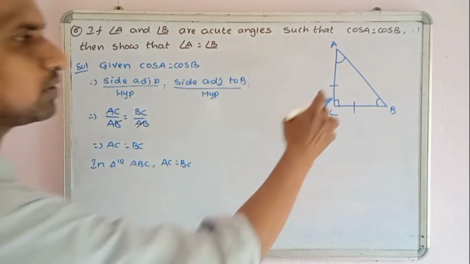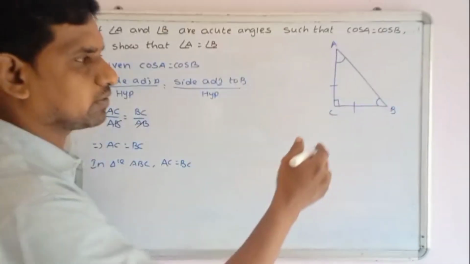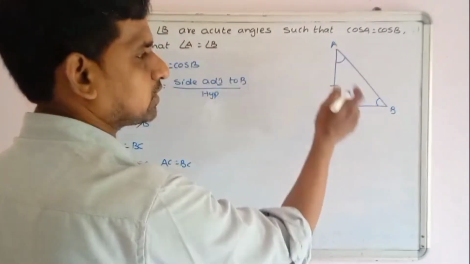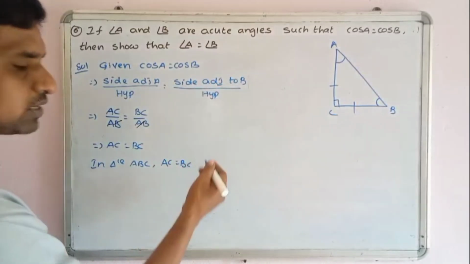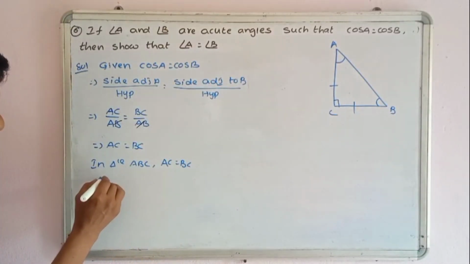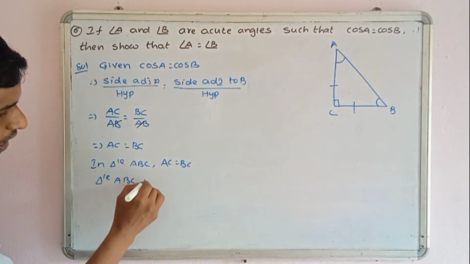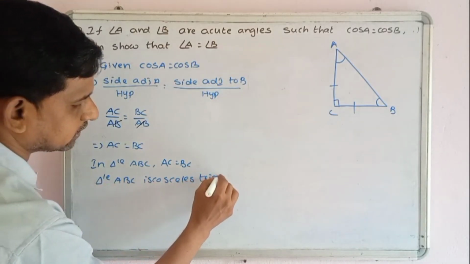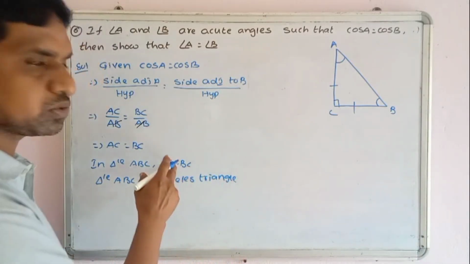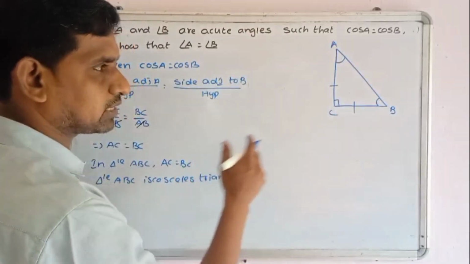In the triangle, AC equals BC. Okay. Two sides are equal, so opposite angles are also equal. That means what is the type of triangle? Two sides are equal, so what is the type of triangle? Therefore, triangle ABC is an isosceles triangle. Isosceles triangle means two sides are equal, and opposite angles are also equal.